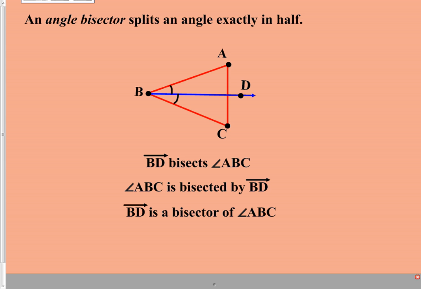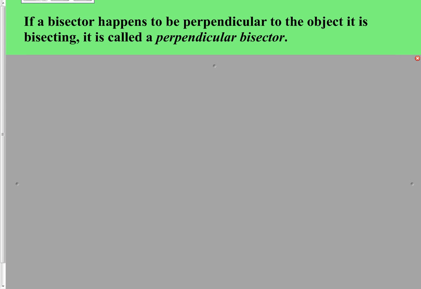One more term that we have on special segments is what's called a perpendicular bisector. Now you can probably figure this out from the name. If a bisector happens to be perpendicular to the object it is bisecting, then we call that a perpendicular bisector.